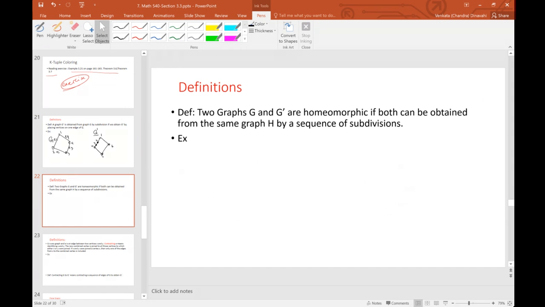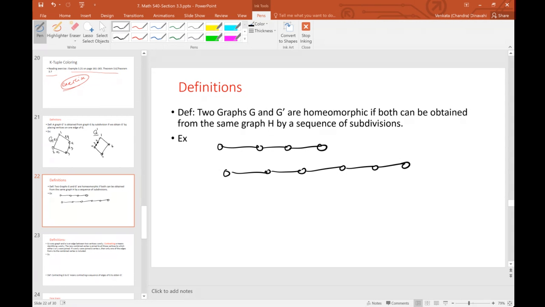Now this is the first definition. What is the meaning of two graphs being homeomorphic to each other? That means you start from one graph and go to the other by continuing to subdivide it. Or another way to think is you can get both of these from another graph by subdividing it. That means you start with the graph H and you get G and also G prime by subdividing H. For example, take these two graphs. This is a chain of length 3, and this is a chain of length, say, 5.